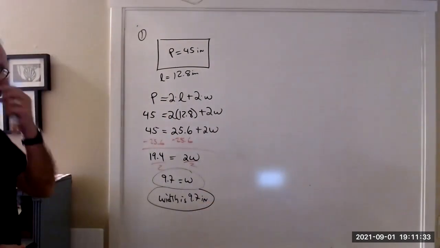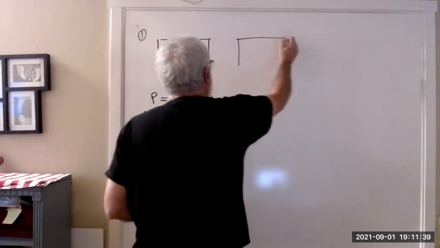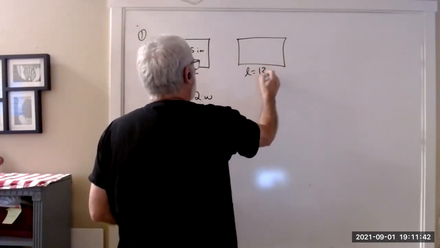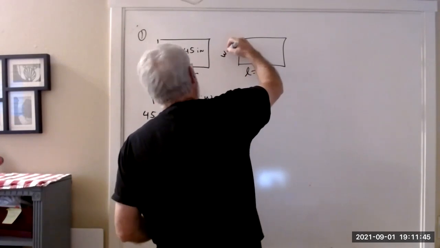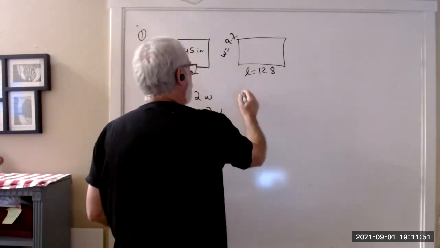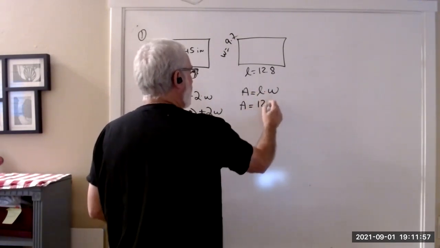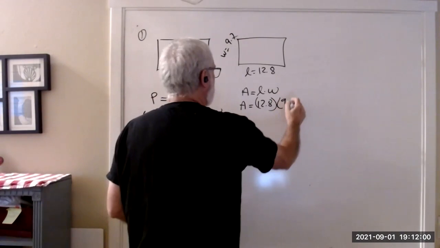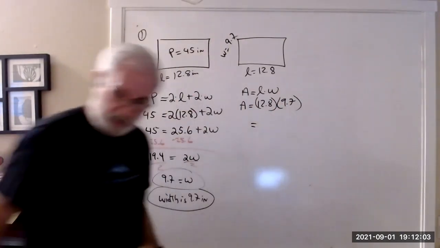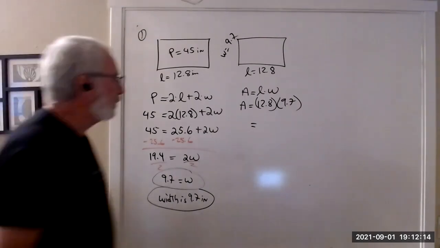The next question was, what's the area? Well, what have we just figured out? We figured out that the length is 12.8 and the width is 9.7. So the formula for the area is length times width. So 12.8 times 9.7 is, calculator time, 124.16.